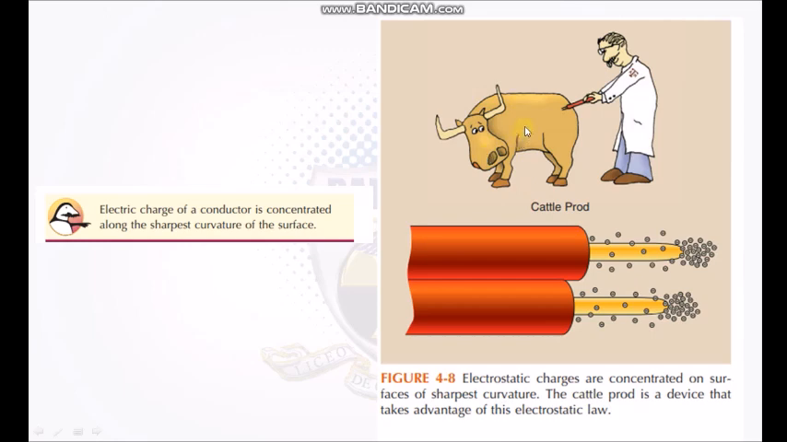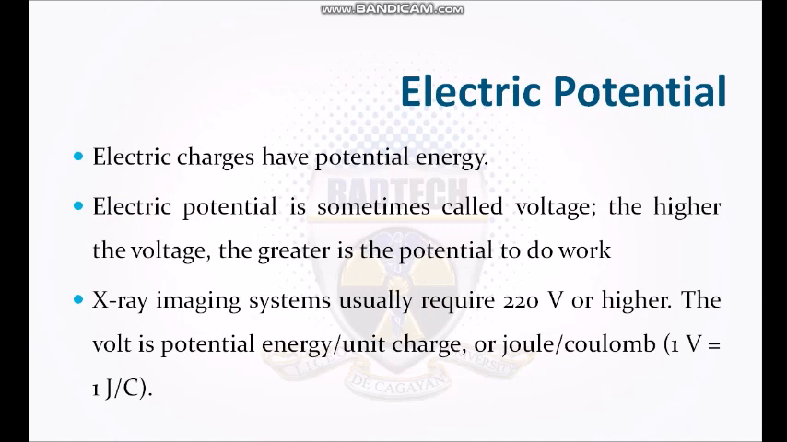Okay, so similar also to a taser, the electrons will be transferred towards the person's body, which will electrify the person. Okay, so next we have electric potential. Electric charges have potential energy. Electric potential is sometimes called voltage, especially when we are dealing with physics.